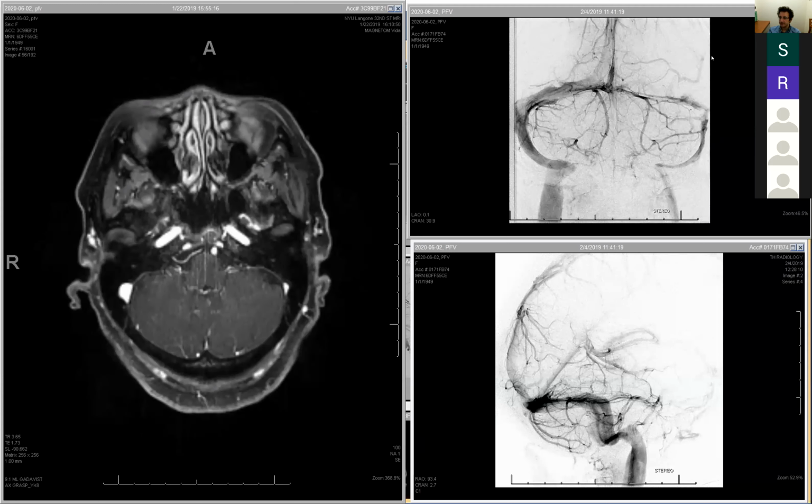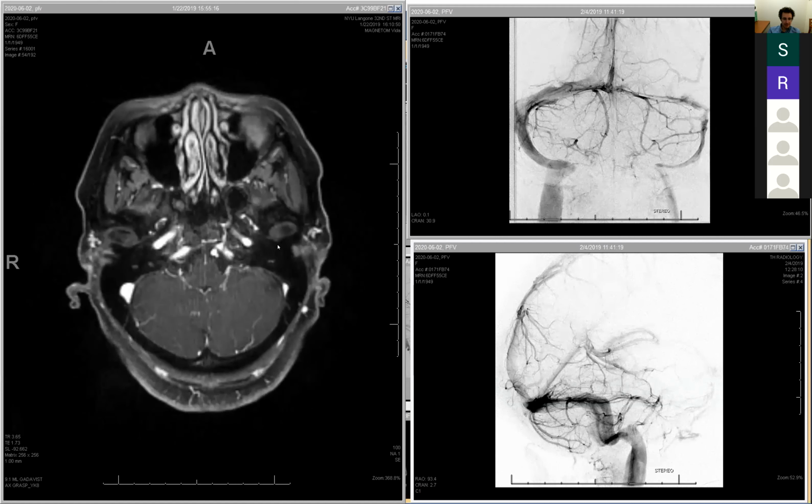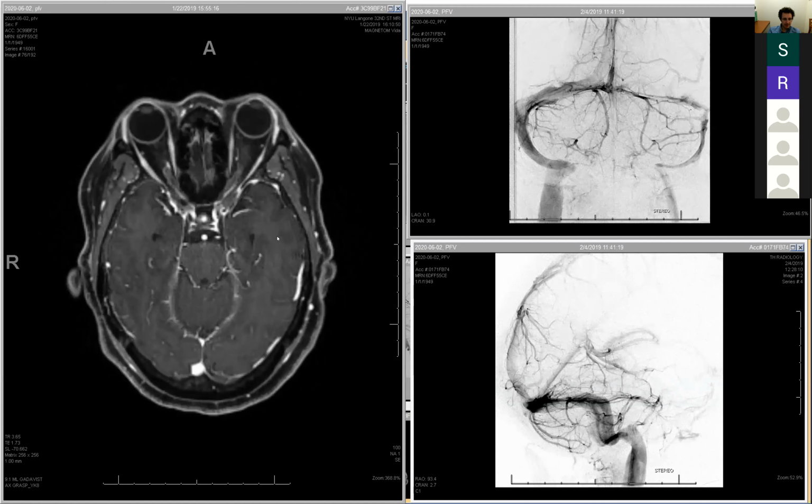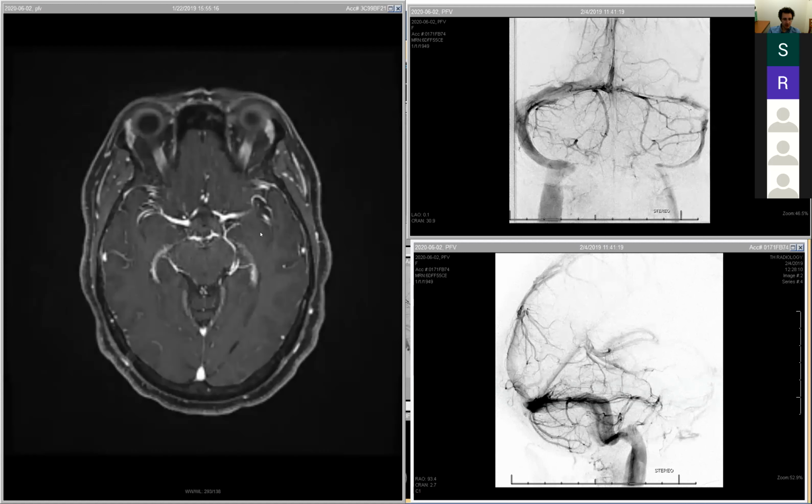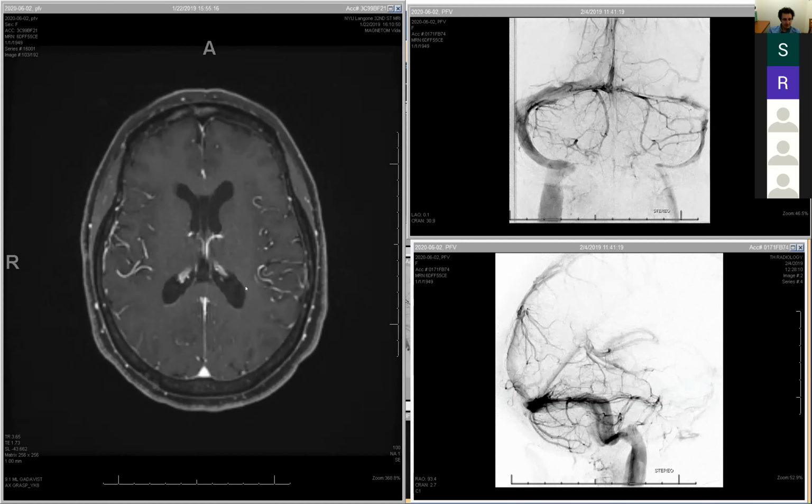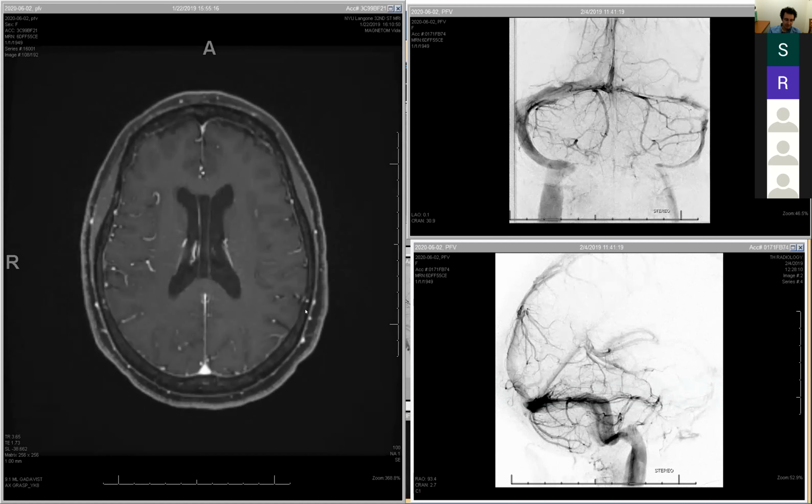Okay, so now you're looking at a screen of an anonymized patient. What you see here is a volumetric post-contrast T1 MR. Standard thing, when you get these volumetric images, you get to see a lot of veins in them very nicely.